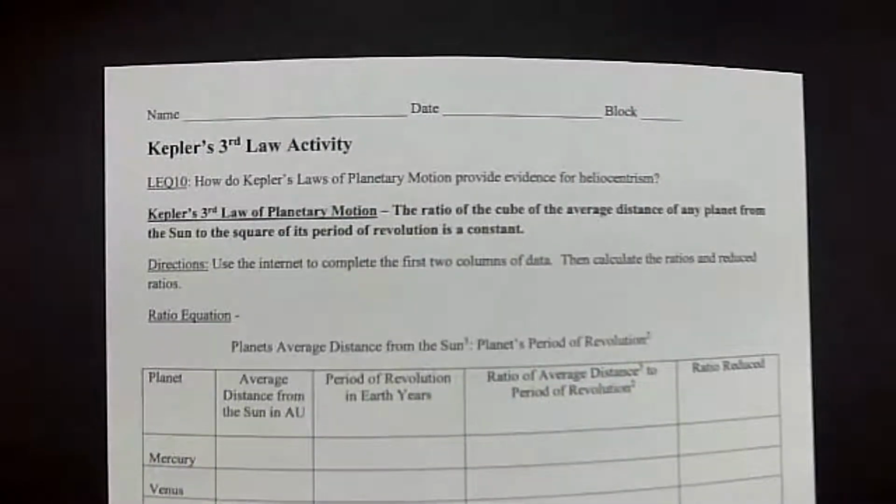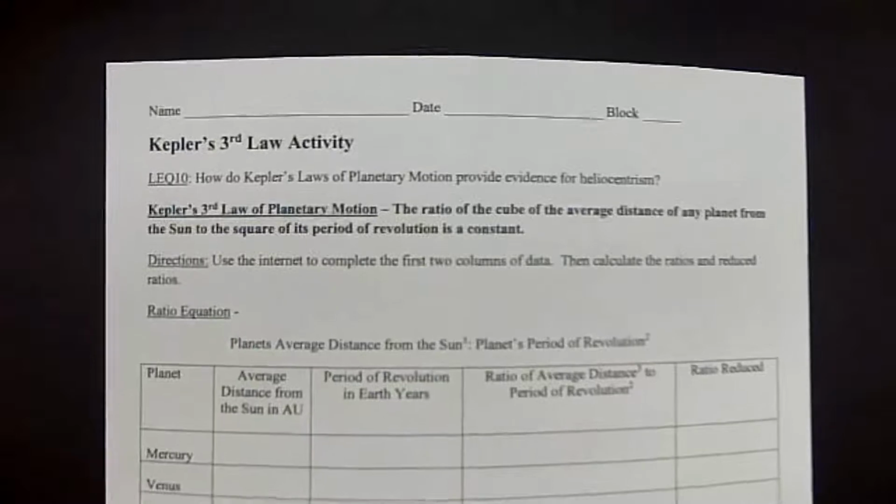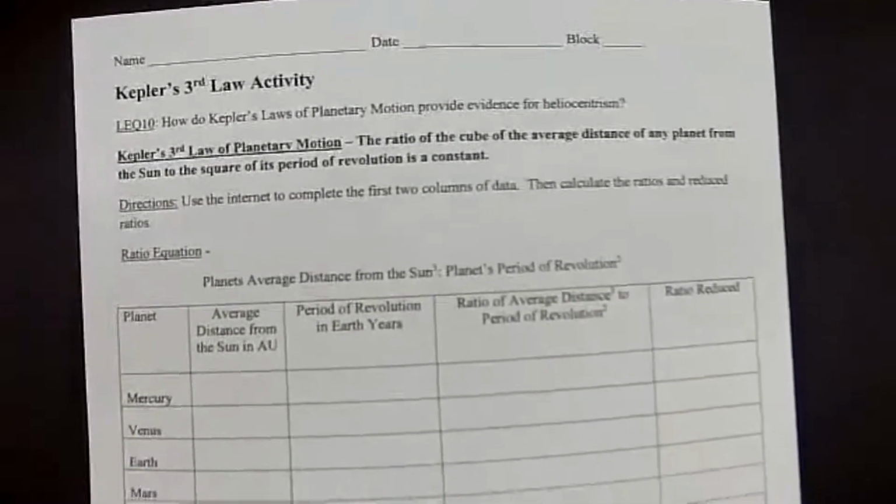All right, this is it. This is the last video and the last activity on Kepler's laws. Now we're going to do Kepler's third law. Kepler's third law states that the ratio of the cube of the average distance of any planet from the sun to the square of its period of revolution is a constant. That sounds like math, and that's exactly what we're going to be doing in this activity.